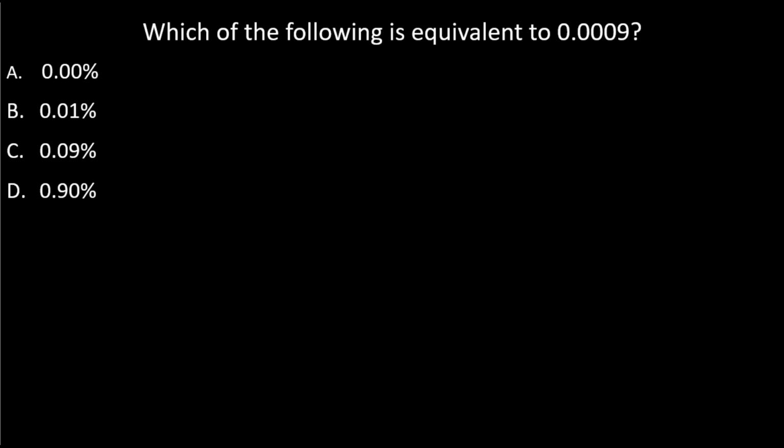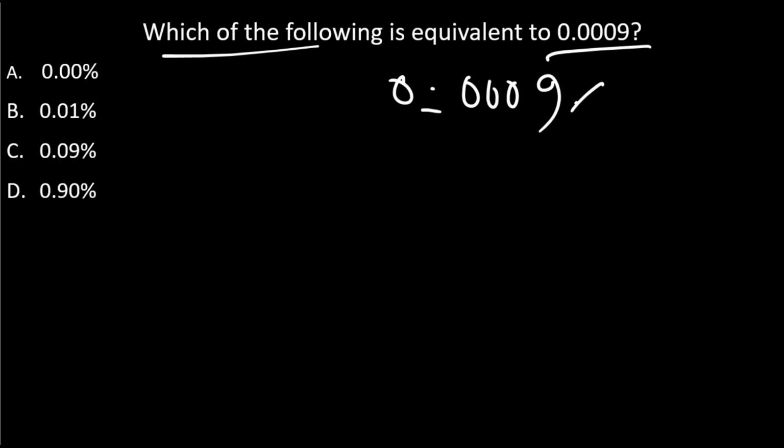Let's come to another problem: which of the following is equivalent to this one? We need to first think about what it is. Here there are three zeros after the decimal. So we need to multiply by 100, because we need to find the percentage.